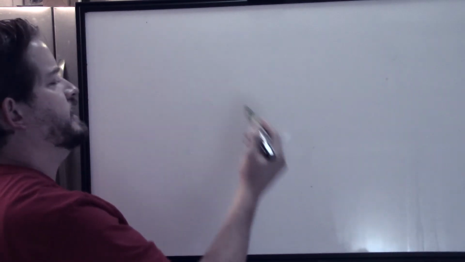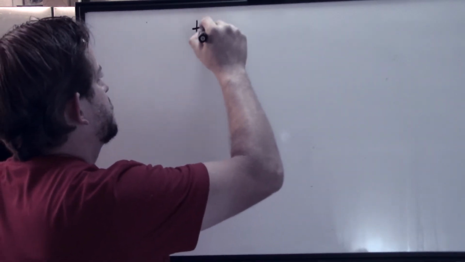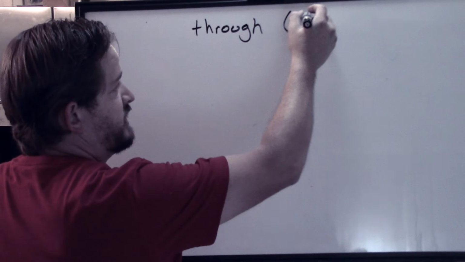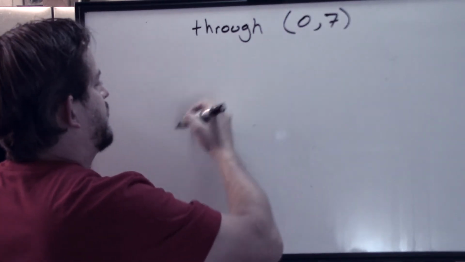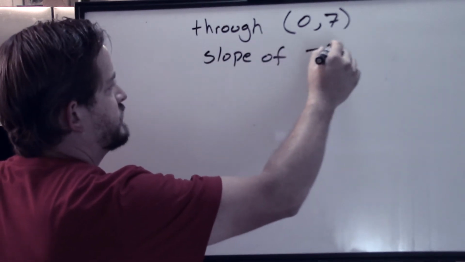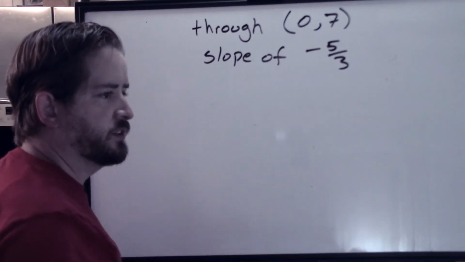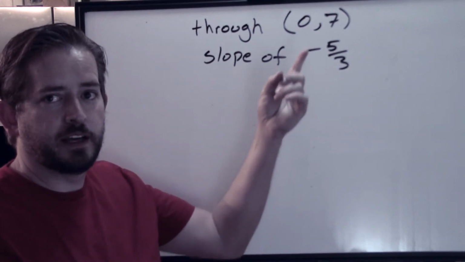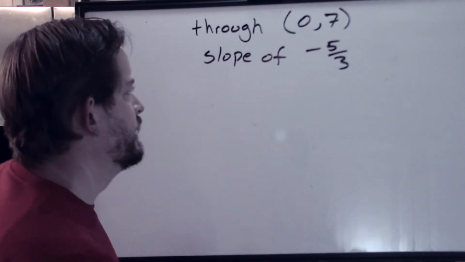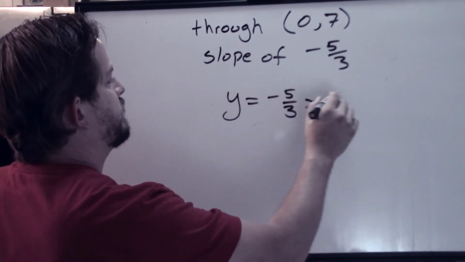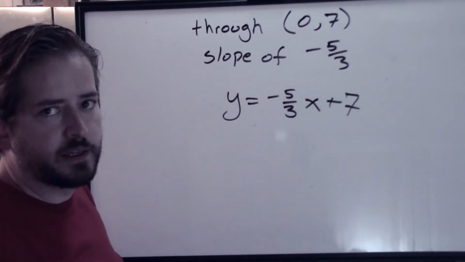Okay. Let's look at another one. Let's say the same question, we want to go through (0, 7) and I want to have a slope of -5/3. Again, these 2 things are handed to me. I need 2 things. I need the slope and I need an intercept. I have a slope, it's right there. I have my intercept right there. I have everything I need. So I can just write the equation is y equals -5/3 x plus 7. And I'm done. Easy, quick, bam.